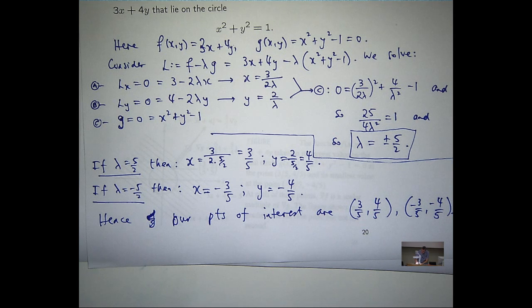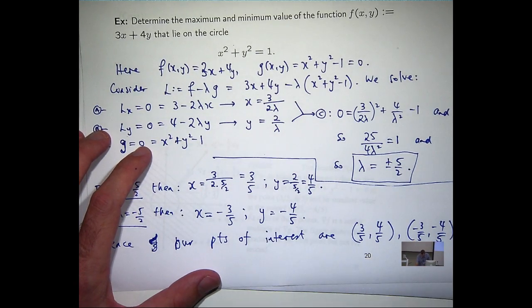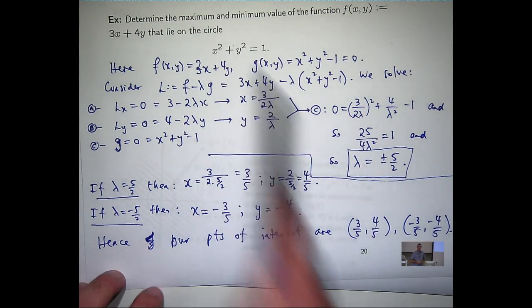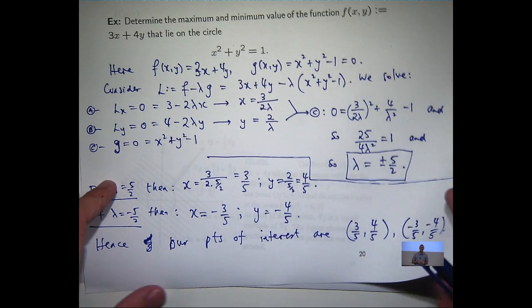Okay, so what do we do with those points? Well, let's put these points into our f and then compare the values. Okay, see if one leads to a maximum and one leads to a minimum. Just from the wording of the question, we would think that one will lead to a max and one will lead to a minimum, right? So let's actually just confirm that.